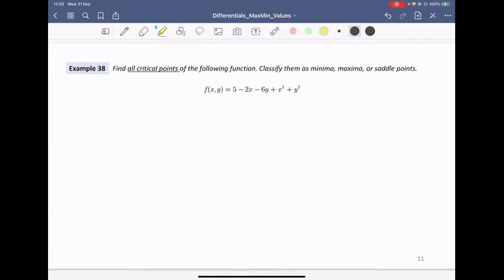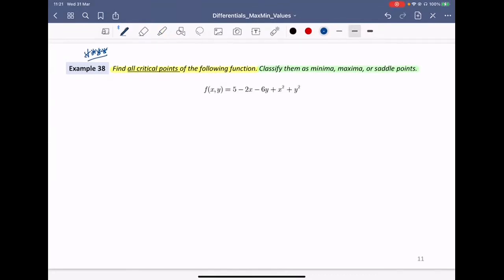All right, let's do number 38. The question says, find all critical points of the following function, and then classify them as minima, maxima, or saddle points. This is a similar question to what I can ask you on the exam. Find the critical point first, and then check if it is a max, min, or saddle point.